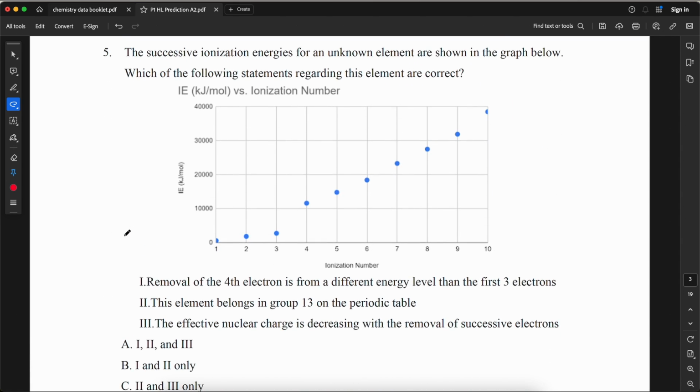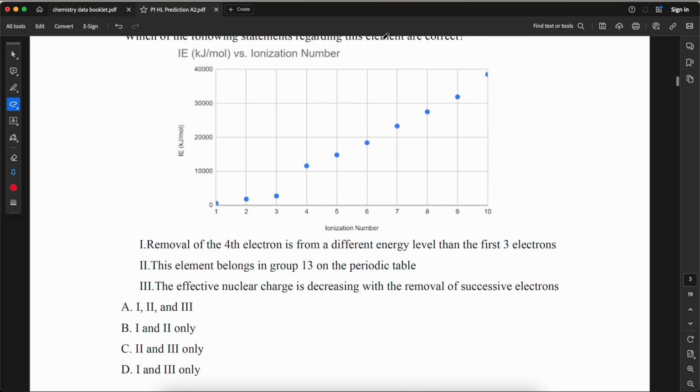The successive ionization energies for an unknown element are shown in the graph below. Which of the following statements regarding this element are correct? Removal of the fourth electron is from a different energy level than the first 3 electrons. You can see here there is a high jump. It means that to remove the fourth electron, it is from a different energy level. So this one is correct.